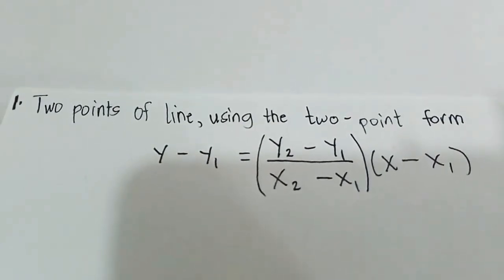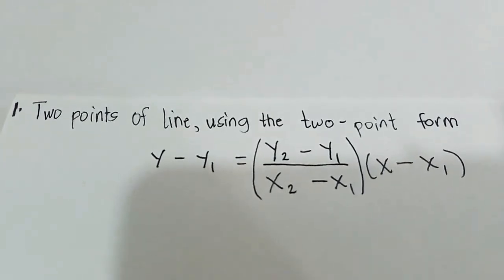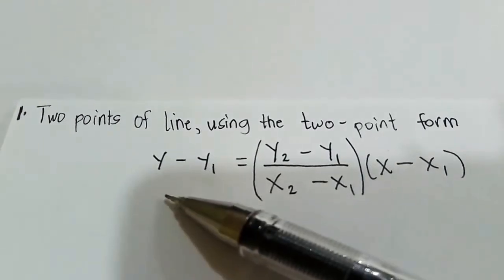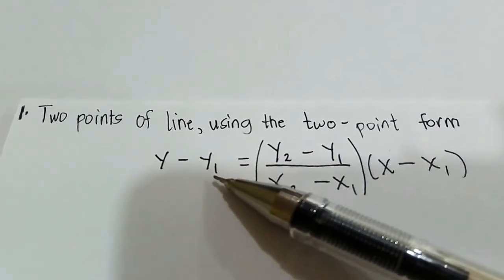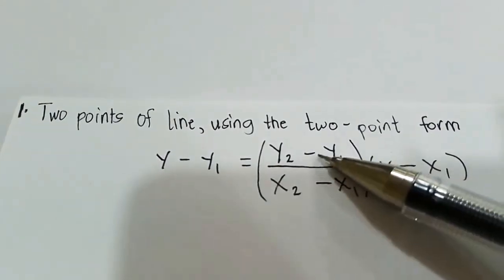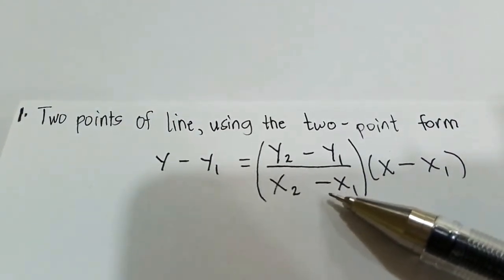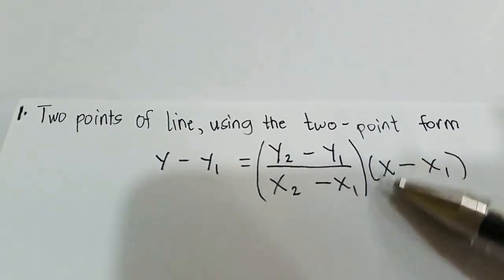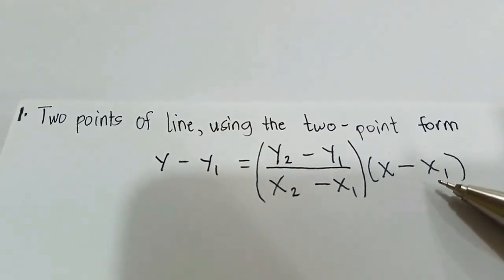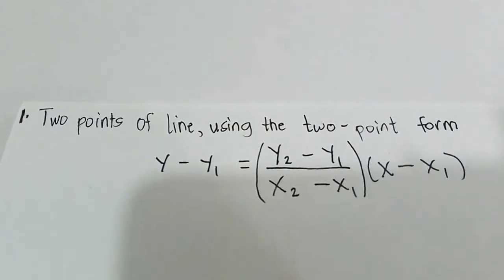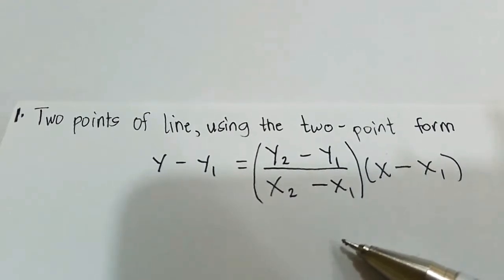In finding the equation of a line given 2 points, we can use the 2-point form, which is y minus the y coordinate of the first point equals the formula of slope, y sub 2 minus y sub 1 over x sub 2 minus x sub 1, multiplied to x minus the x coordinate of the first point. So we can use this form if we are going to find the equation of a line given 2 points.